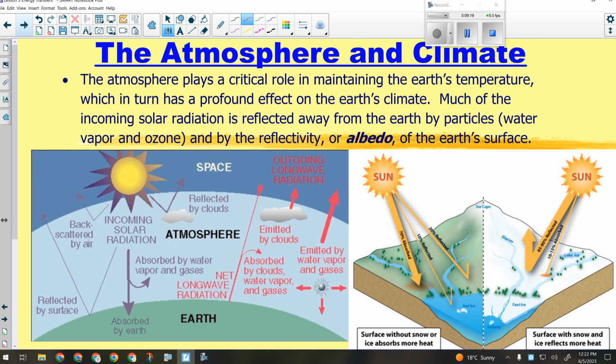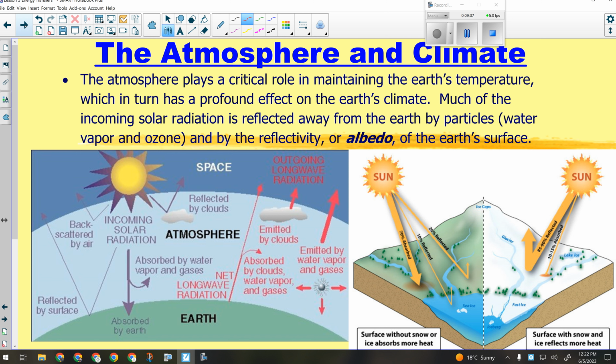Now, when solar radiation strikes the Earth, three things can happen to it. It can be absorbed, it can be reflected, or it can be... what was the third one? It's on the first slide. I told you to write it down.